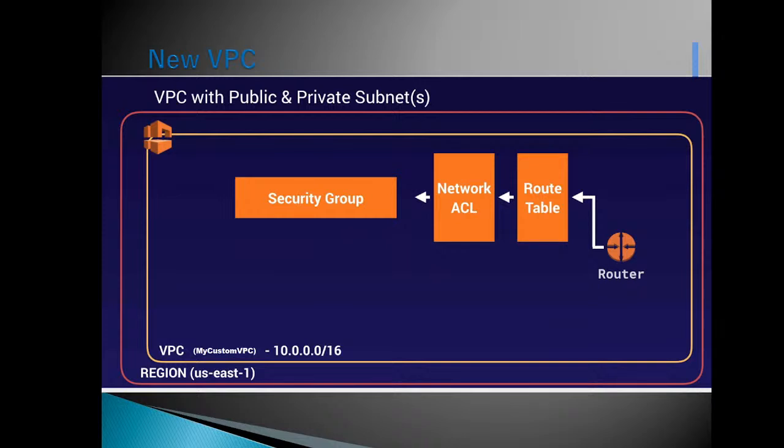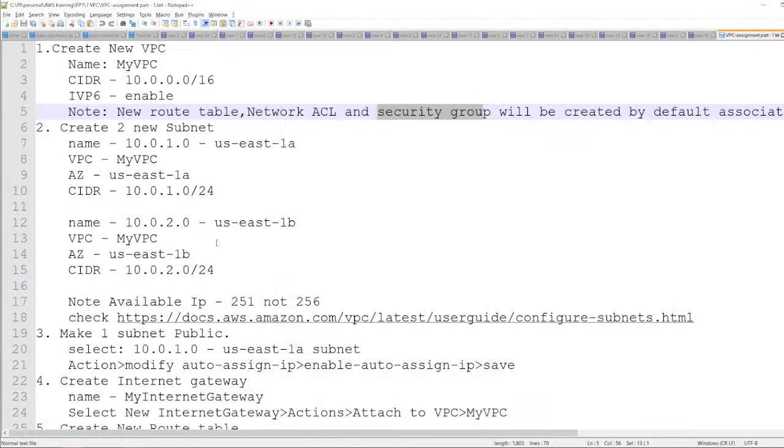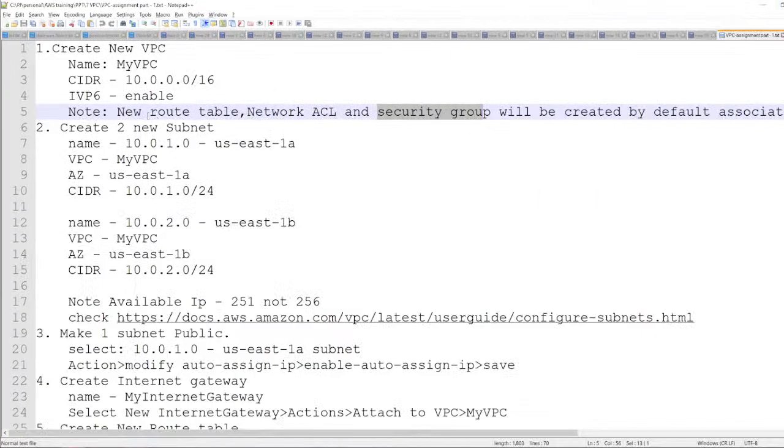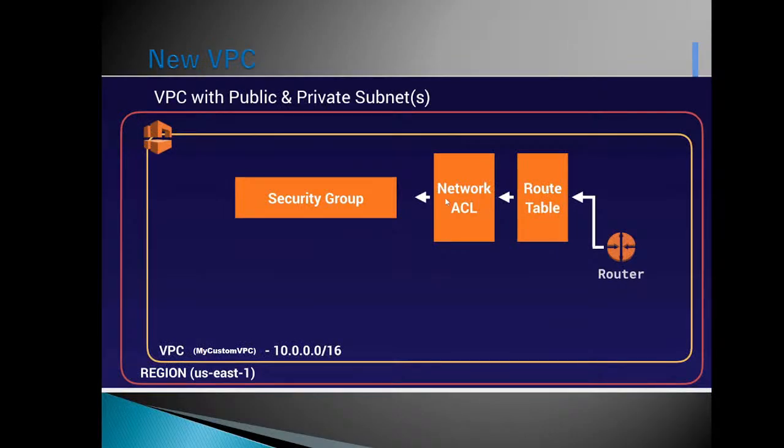Clear? Any question till here? So what are the default components which are getting created when we create a VPC? Route table, NACL, and security group. This you have to remember. No subnets are created. No NAT gateway, no internet gateway. Clear? Till here, anybody has any question?